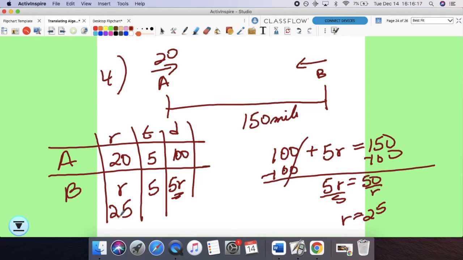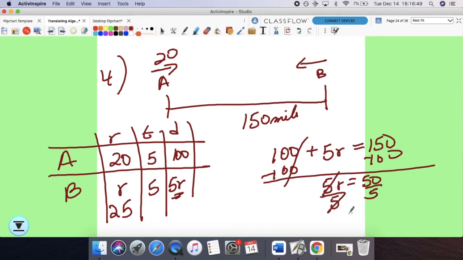Now, let's see if that works out, because I know train A traveled 100 miles an hour. 100 miles. Train B, did I do something wrong? Oh, yes, because I know what I did wrong. Sorry. Oh my God, show off, seriously. Dividing both sides by 5. Sorry, guys.